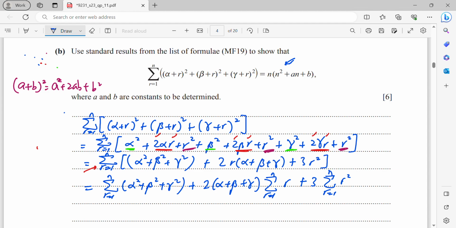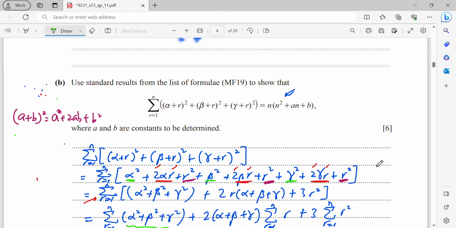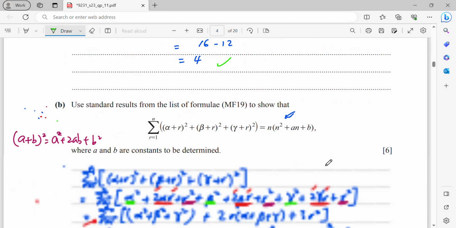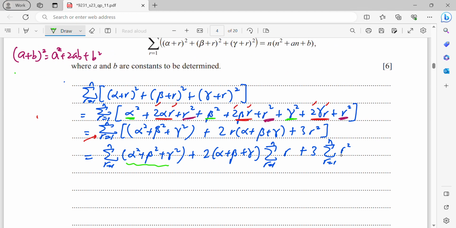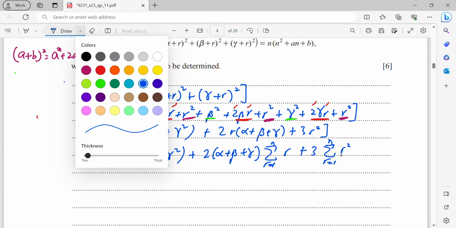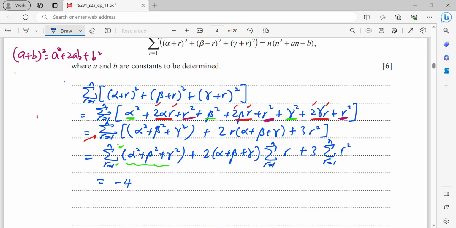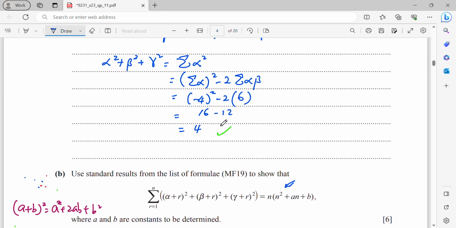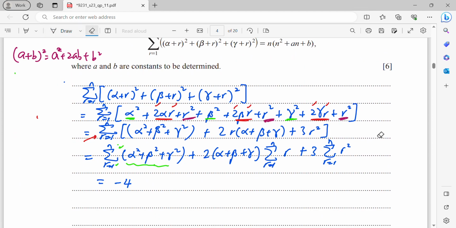Now the meaning of this term is, we know that alpha squared plus beta squared plus gamma squared, we have solved just now, which is 4. So this is a constant, which means you add this constant n times, because r from 1 to n is actually n times. So now I will get the sum as positive 4, sorry, positive 4, which is from the previous calculation. Then the sum means you are getting 4n.